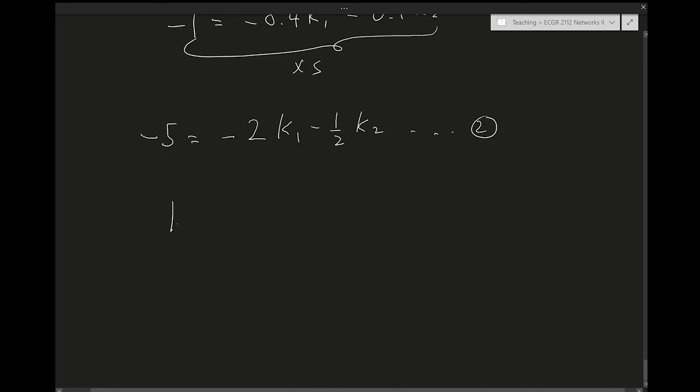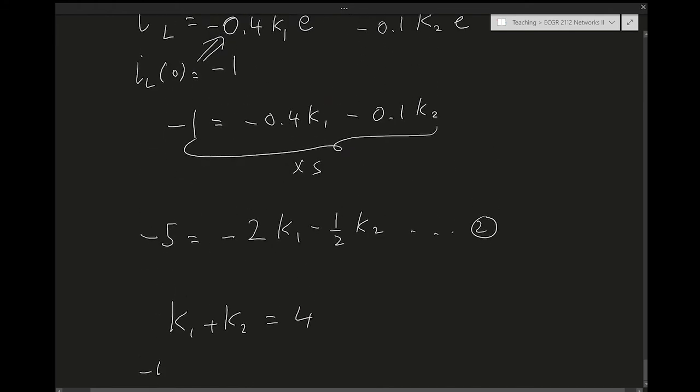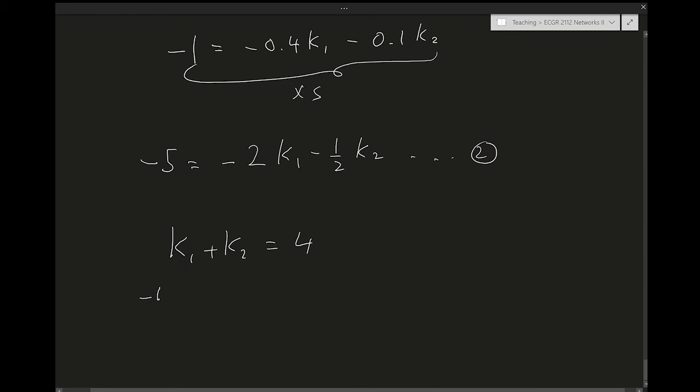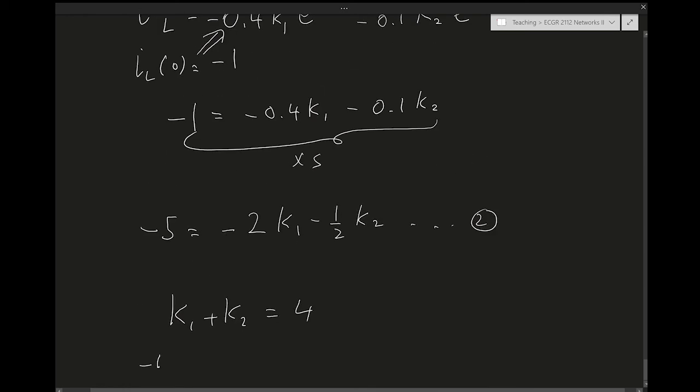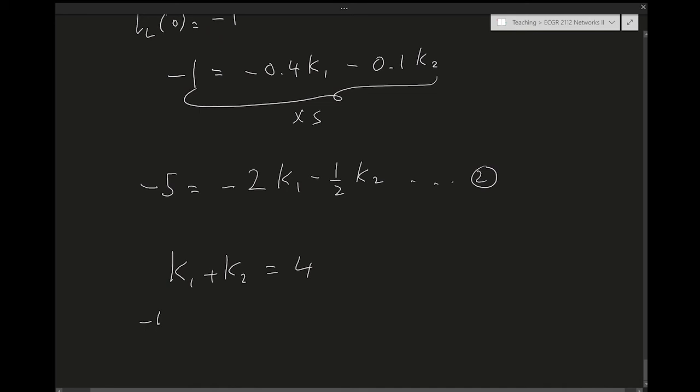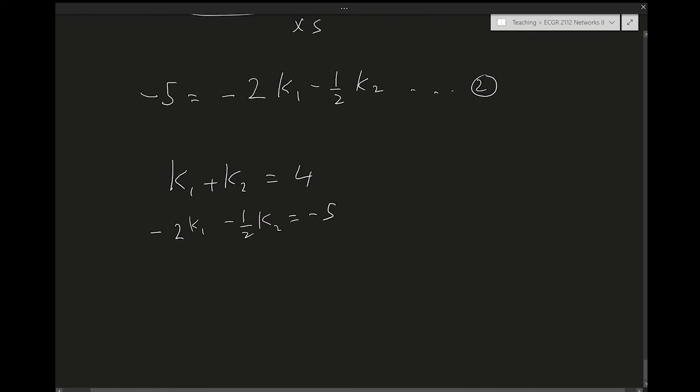I end up with K1 plus K2 equals 4 and minus 2 K1 minus half K2 equals minus 5, right? So let me solve this equation.